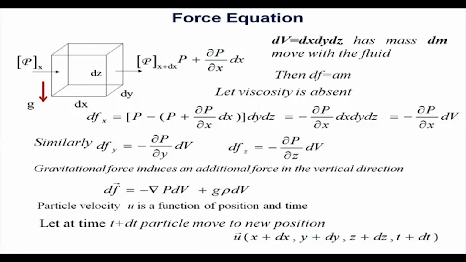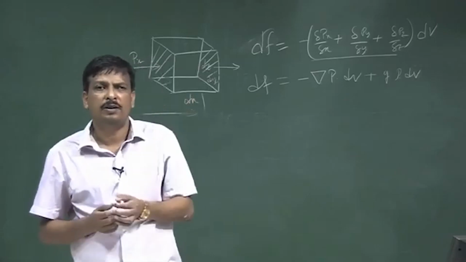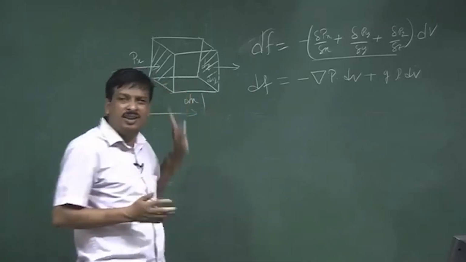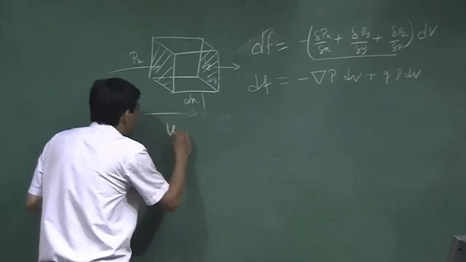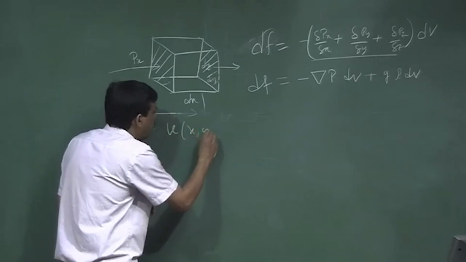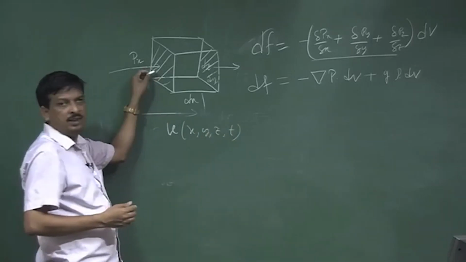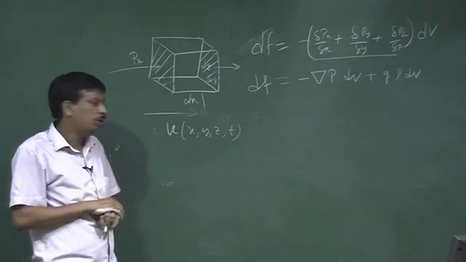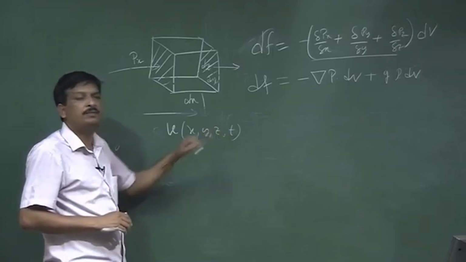Now, if I apply a force on a particle, what will happen? The particle will move. So I expect a particle velocity here. Particle velocity is u, and it will be in all three directions. So u is a function of x, y, z and t. Particle velocity can vary with the position of the particle and also with respect to time.